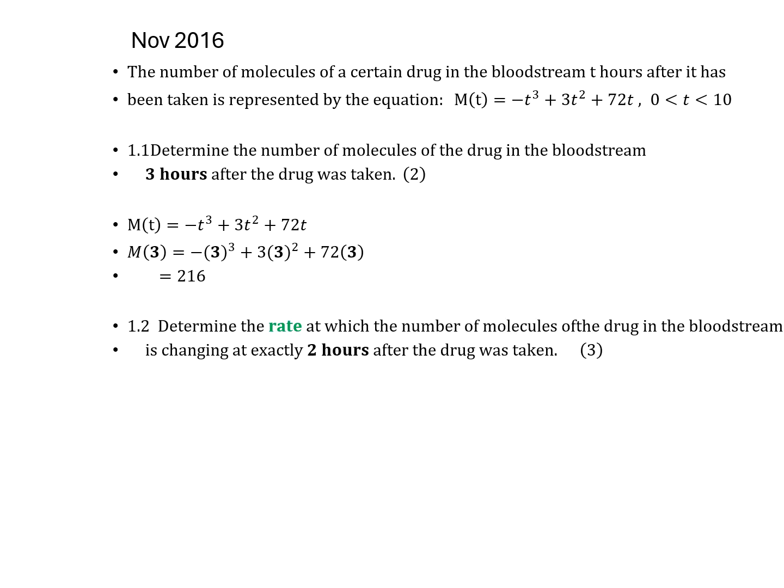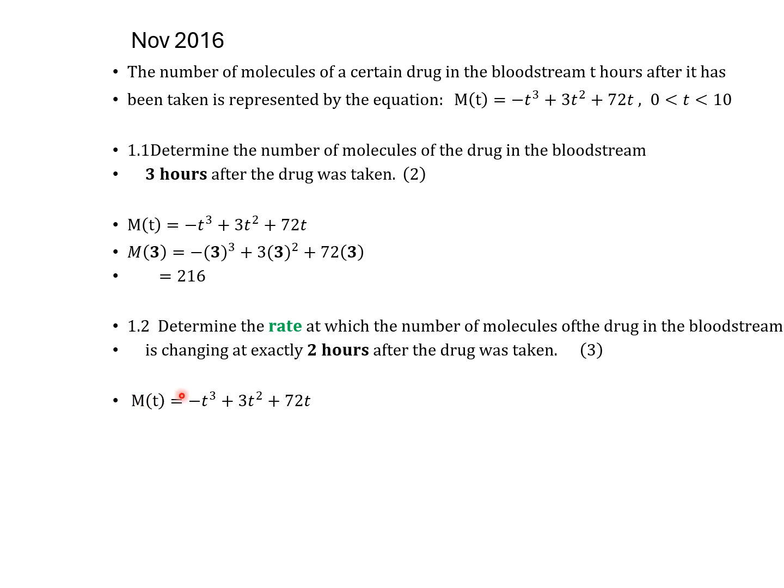Look at the next question. Determine the rate at which the number of molecules of the drug in the bloodstream is changing at exactly 2 hours after the drug was taken. Whenever we see the word rate, that's why it's called rates of change, rate means I have to find the first derivative. And they're changing at exactly 2 hours, so in the first derivative I'm going to place 2. The equation we have is M(t) equals minus t cubed plus 3t squared plus 72t.